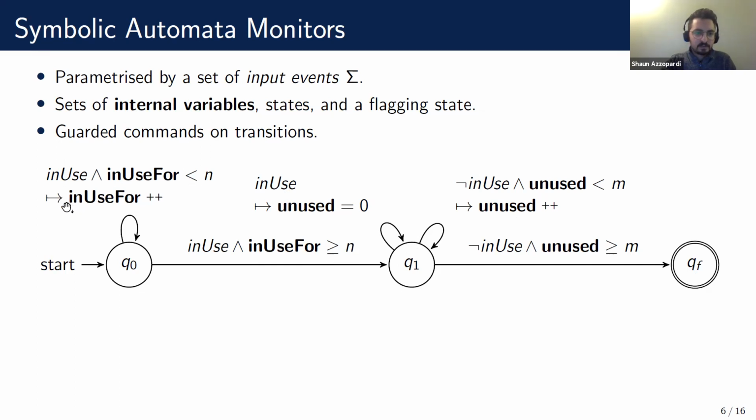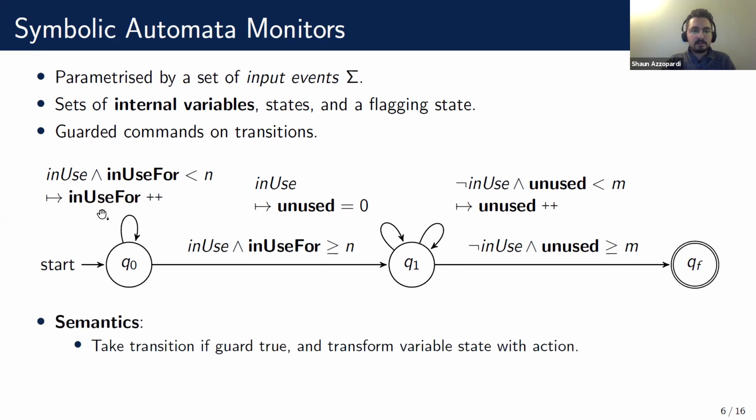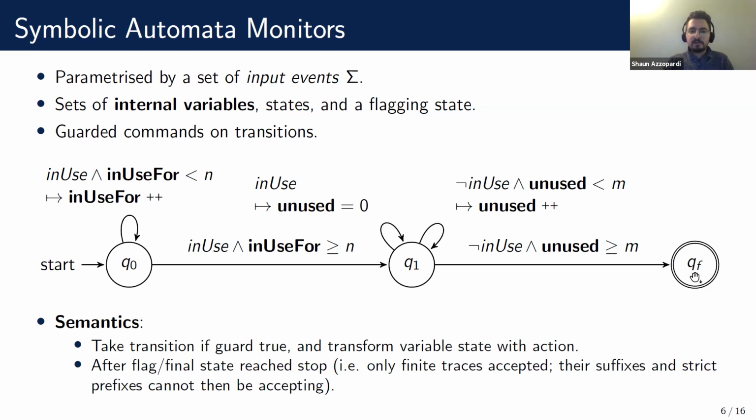So here we have guards, and then we have actions over the variable states. When the guard is true, the transition is taken, and the action, the transformation on the internal variable valuation, is performed. Something else to note here is that when you reach the flag state or final state, the monitor stops, as in no other extension of that prefix is accepted. So we are only accepting at a single point of a given execution trace here. Okay, so these automata can be model checked to check if they do what you want them to do. Here we're going to assume that they work as they're supposed to. We're going to trust the user.